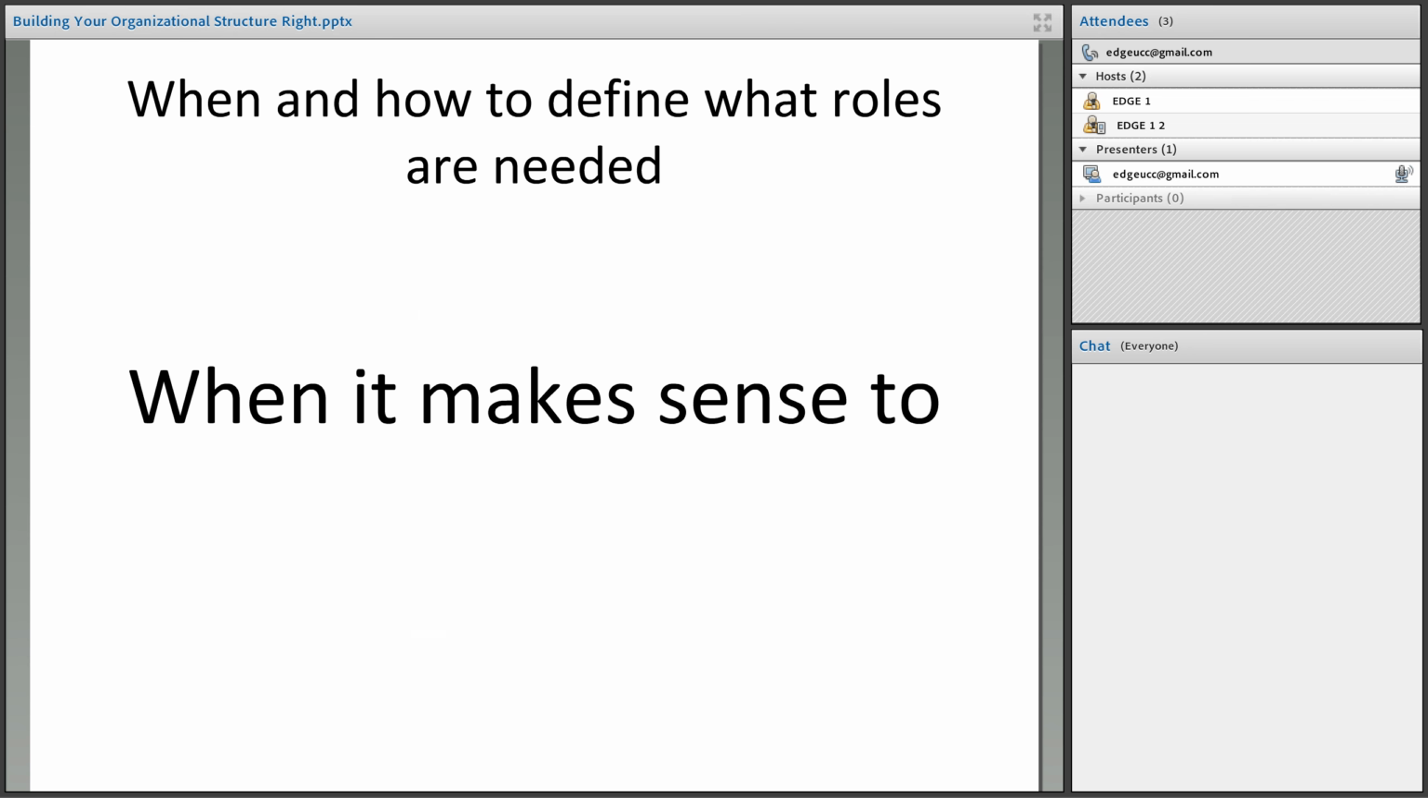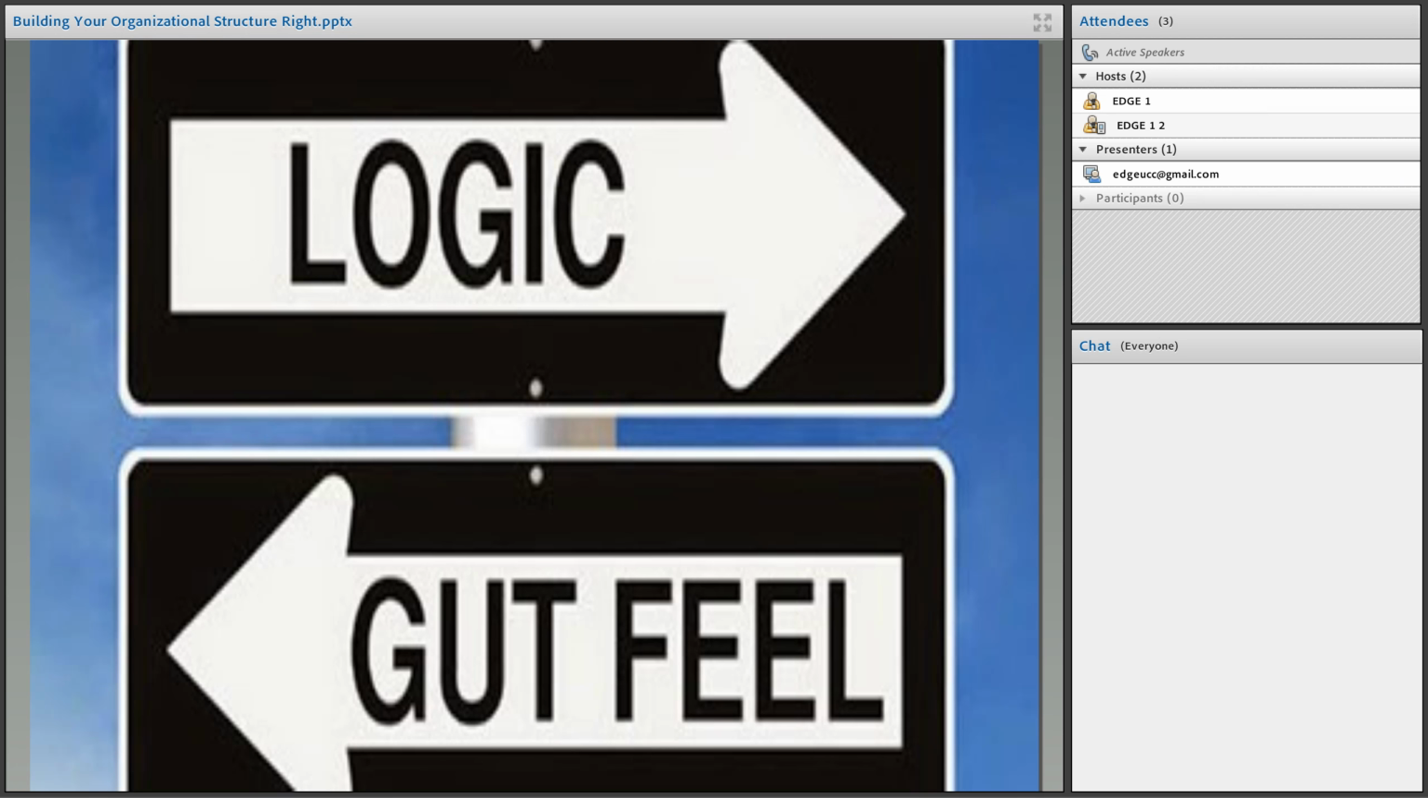So, when and how to define what roles are needed? Well, the answer to that is simply when it makes sense to. I'm not saying this with any other intention, other than that when it makes sense to is a very broad answer. So let's now start digging into when it makes sense to.